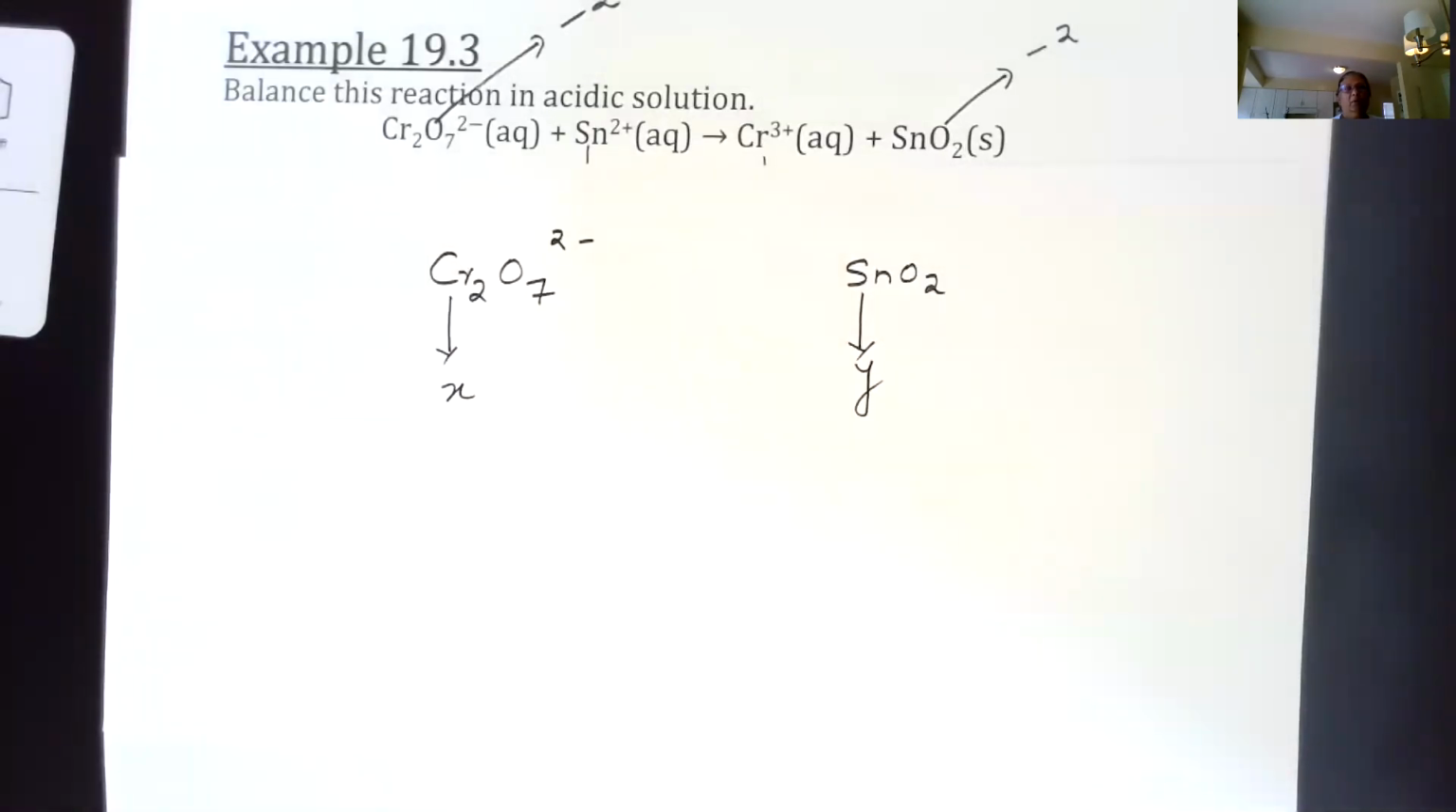Let me know what you get for chromium. You can write it in the chat. So I got 6+ for chromium and then 4+ for Sn. Sn, what is Sn? Strontium. What did you get? Tom, what did you get?